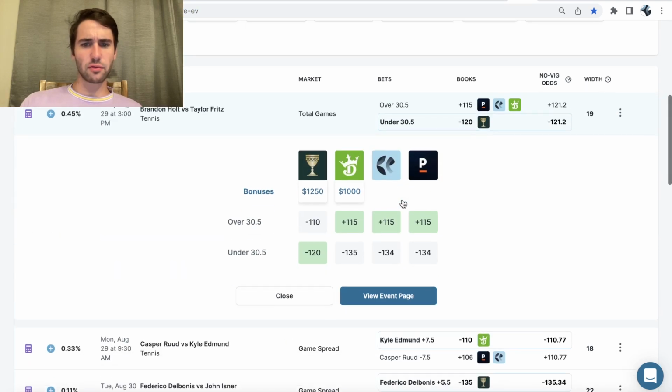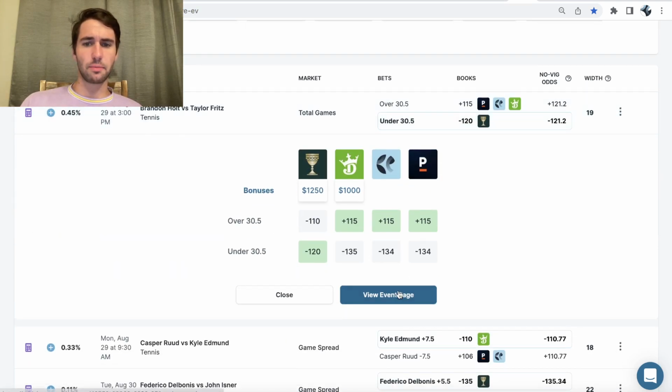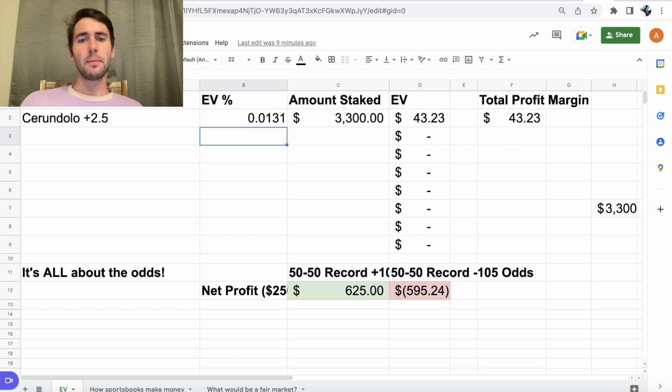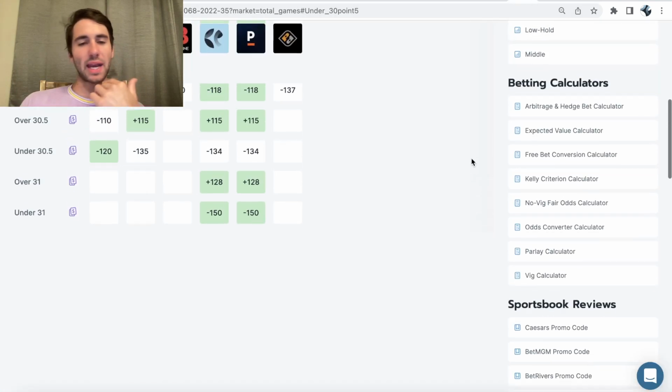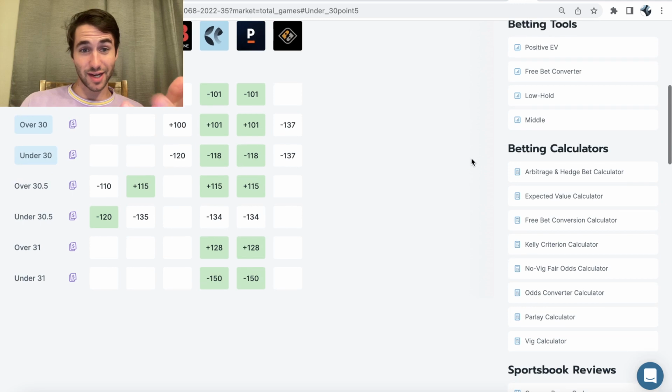We can reload OddsJam and see if anything else pops up. But this current bet we have has $43 in profit margin, 1.31% edge, $3,300 stake. We're not betting on sports, we're investing. Literally, that's exactly what we're doing.